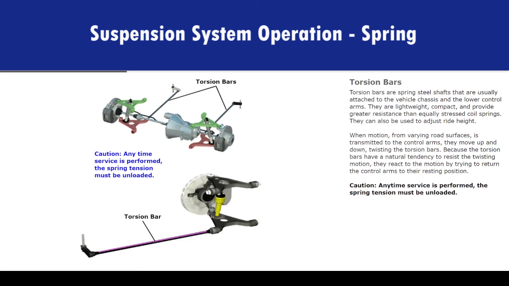Torsion bars are spring steel shafts that are usually attached to the vehicle chassis and the lower control arms. They are lightweight, compact, and provide greater resistance than equally stressed coil springs. They can also be used to adjust ride height.